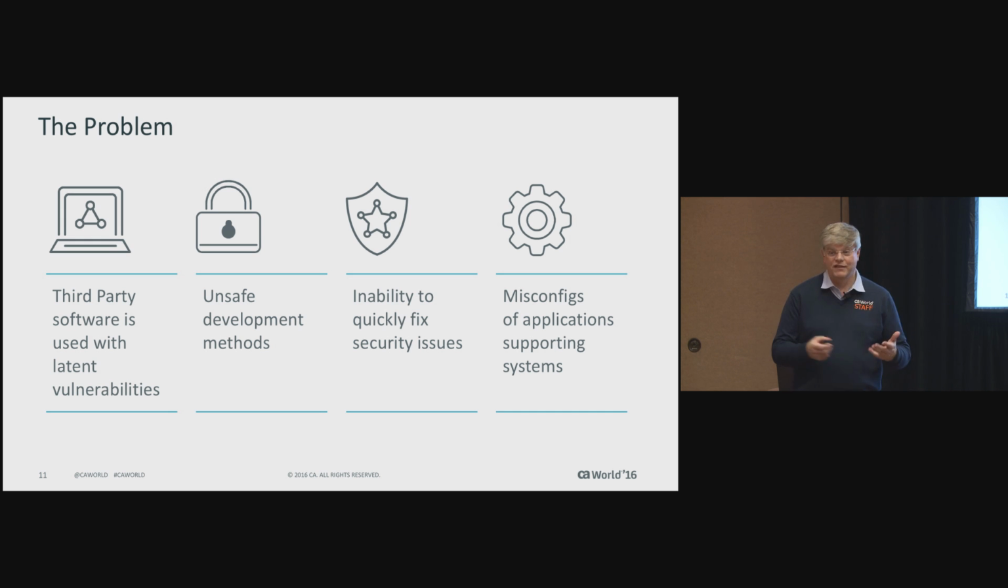So what is the problem? So the first problem is you're using known software with latent vulnerabilities. So we need to better manage that. We also have unsafe development methods, and we'll talk about that. When you do find a security issue, you need to resolve that issue quicker. And also the normal problem of misconfiguration of applications, misconfiguration of operating systems. And again, how do you quickly resolve an issue if it's been misconfigured?